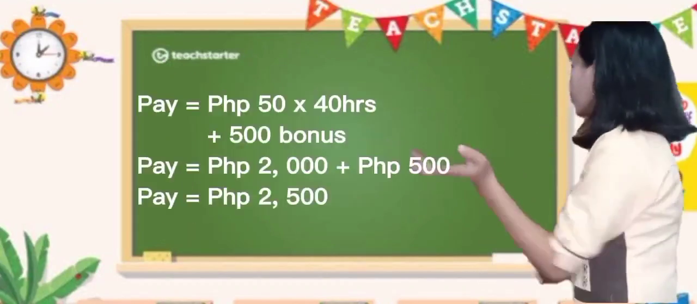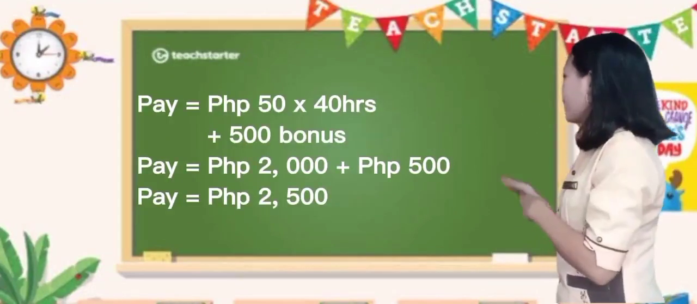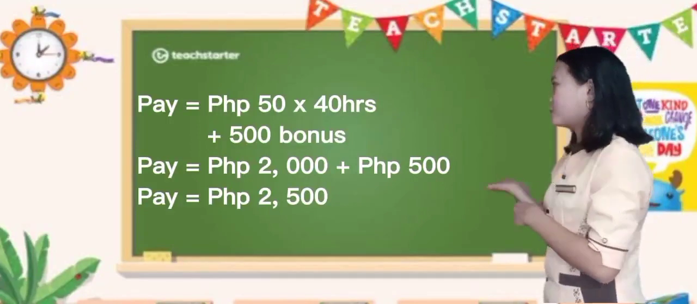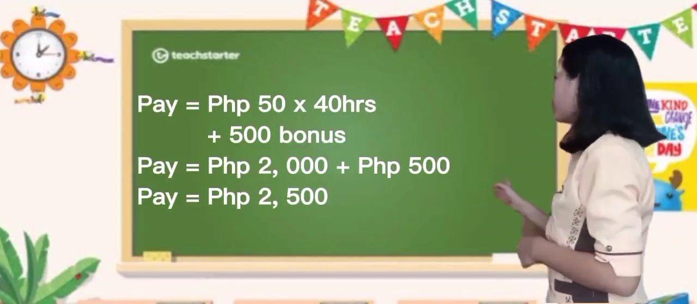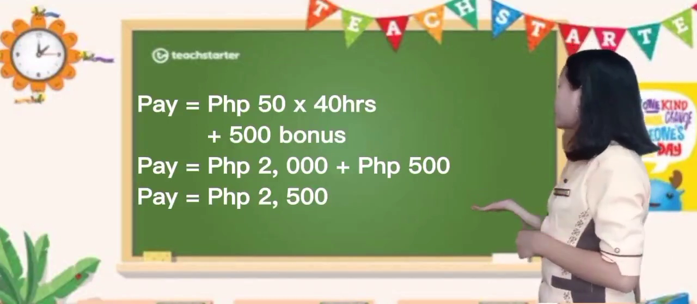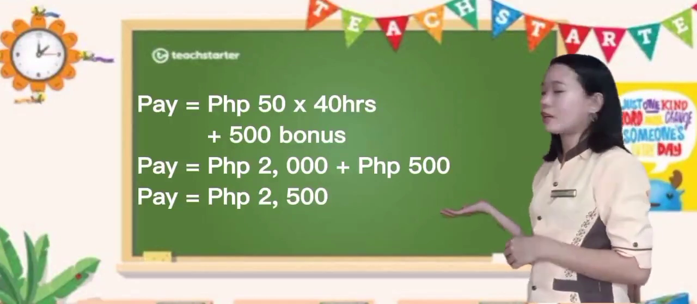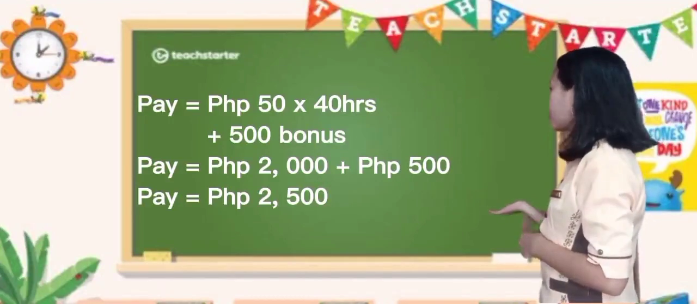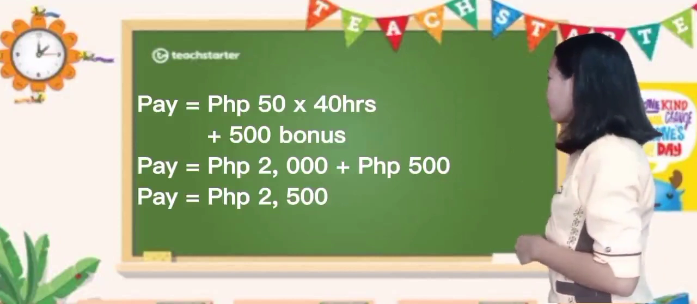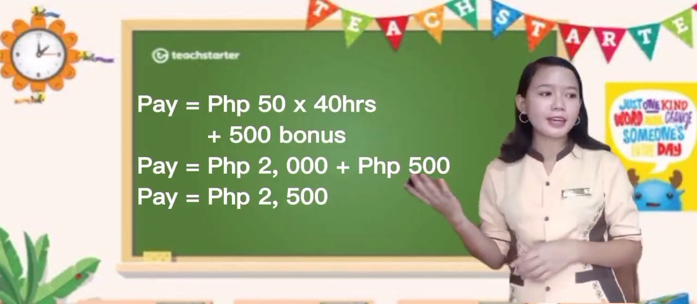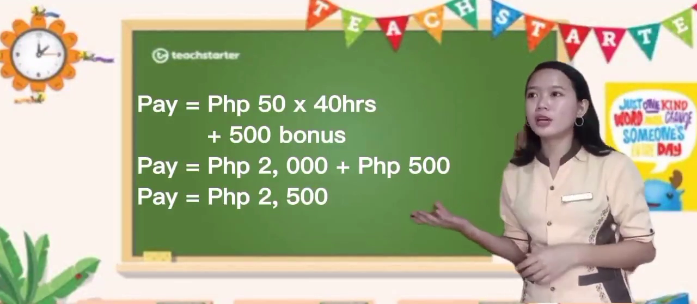Okay, so we're going to use the formula. Pay is equal to rate of pay, 50, times 40 hours because you worked 40, right? And you have a bonus of 500. First we multiply 50 times 40. What is the answer? 2,000. So you have 2,000 pesos, plus the bonus of 500. Your total pay is 2,500.